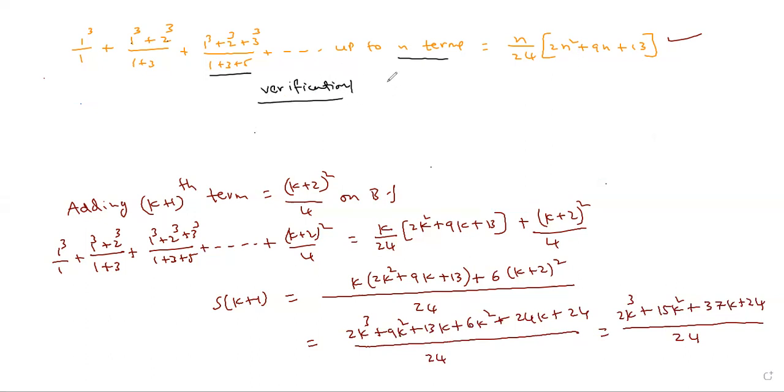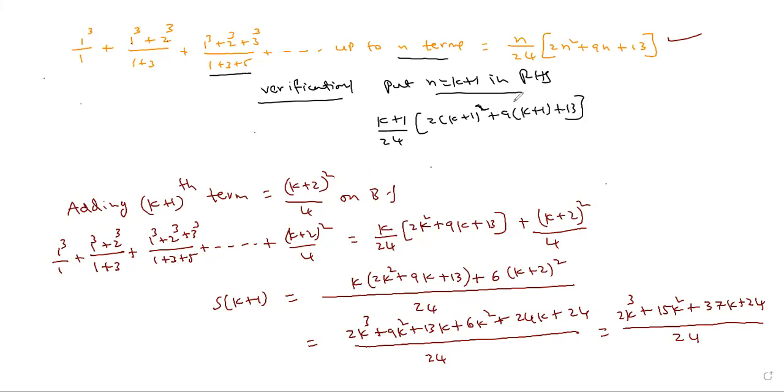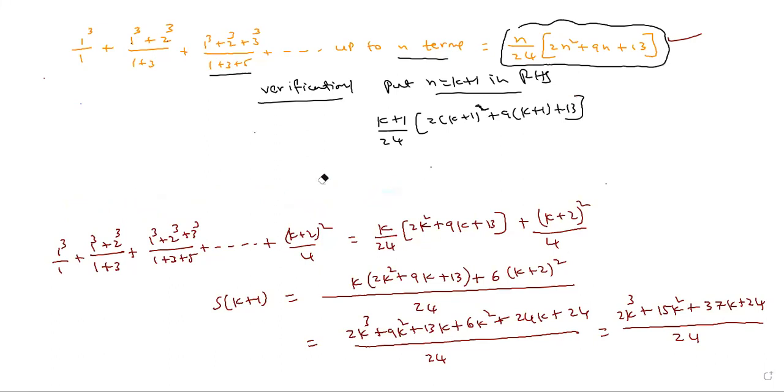The verification part: put n equal k plus 1 in RHS. Substitute n as k plus 1 in RHS. What you get? k plus 1 by 24 into 2 into k plus 1 whole square plus 9 into k plus 1 plus 13. The RHS is given in the question itself. In the given RHS you just take n as k plus 1. You just expand this. Simple, expand it and go ahead.